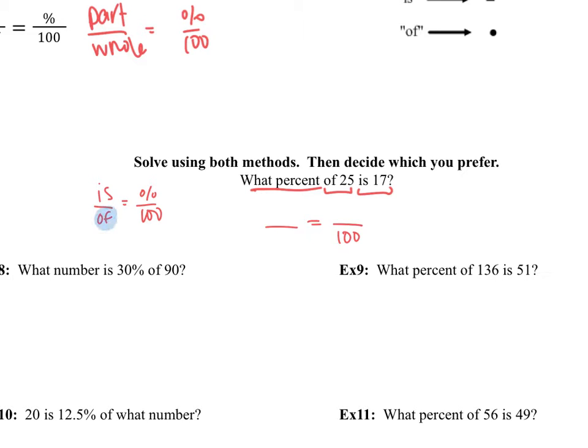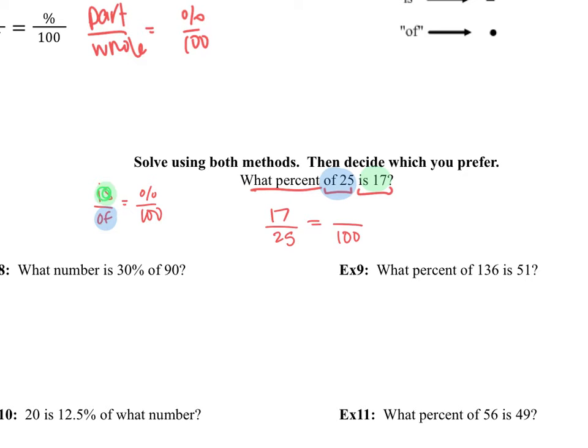So I'm kind of identifying that, of 25. So I'm going to put the 25 in the bottom. Then up here I see that I have the word is, and I also know that the word is attached to the number 17. So I'm going to put the number 17 on the top here.